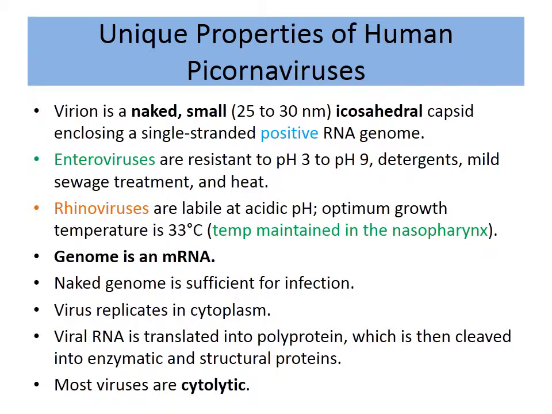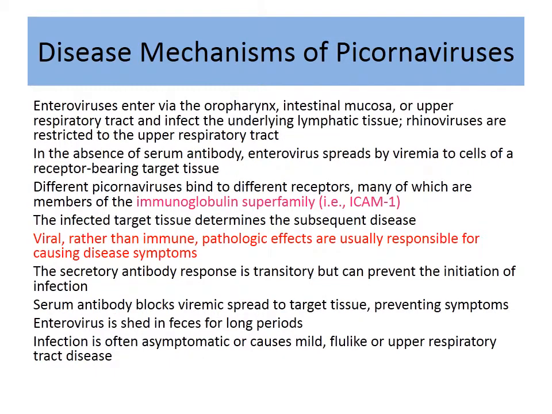Virus replicates in the cytoplasm. And then again, there is a viral RNA which gets translated into polyprotein. Most of these viruses are cytolytic. This means they're going to enter a cell and destroy the cell. So pretty much the same theme that we were talking about for viruses as a whole. Now, again, enteroviruses, most of them, would enter either through the oropharynx or nasopharynx and then lodge into either the upper respiratory tract or be carried by the lymphatic system to the rest of the body.